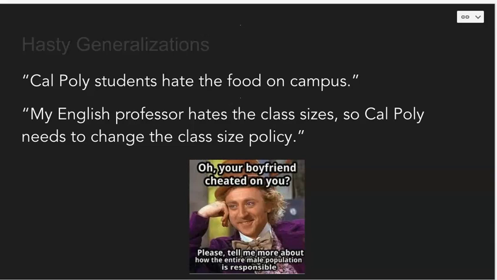First things first are hasty generalizations. Hasty generalizations essentially is when you make a claim based on evidence that is just too small. A lot of the times it can turn into sweeping statements with no evidence to back them up. So an example of a hasty generalization that I would see is, Cal Poly students hate the food on campus, followed by no citation. When you make a sweeping statement like that, it becomes untrue the minute there's one student who actually weirdly likes the food on campus. So you want to avoid those kinds of sweeping statements.